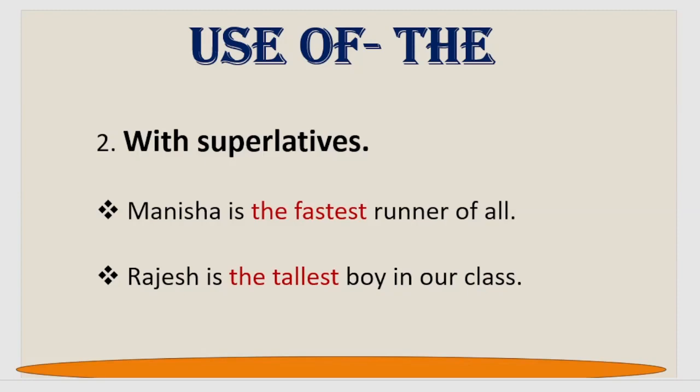The second sentence, Rajesh is the tallest boy in our class. The tallest: tall, taller, tallest. Tallest is the superlative degree and we have used "the" before it. So, the rule is here, with the superlatives we use the definite article "the". The fastest, the tallest, the smallest, the biggest, the highest, the most intelligent, etc.